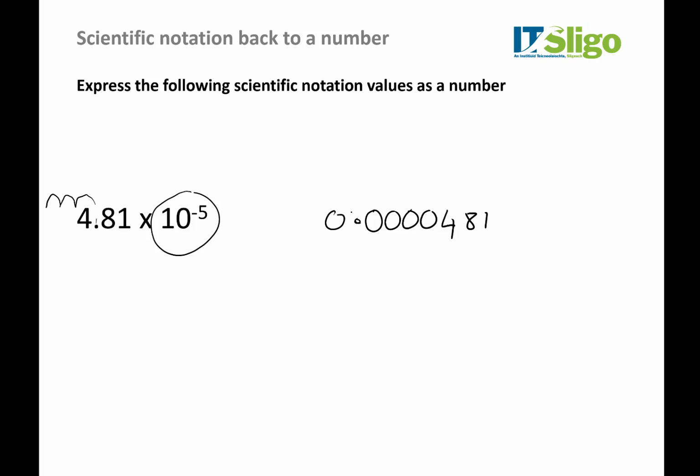And you can always check then, guys, you know, if I have to convert it back the other way, the decimal point needs to move 5 places, and that will give me 4.81 by 10 to the minus 5. So again, guys, it's just a skill. You need to practice it.